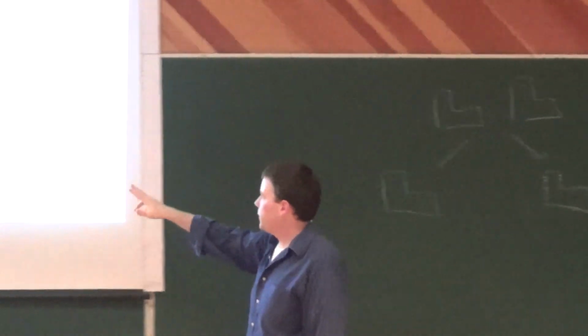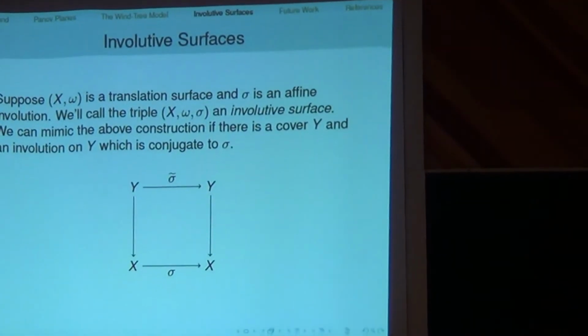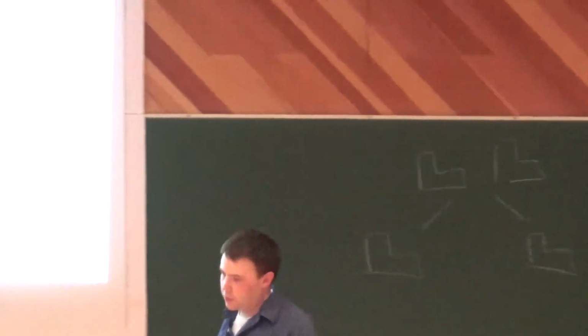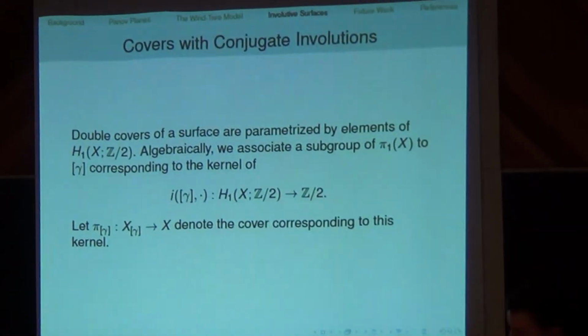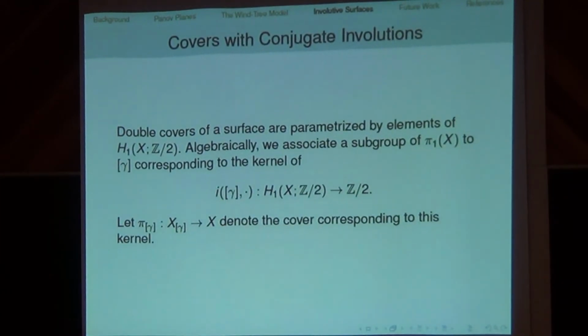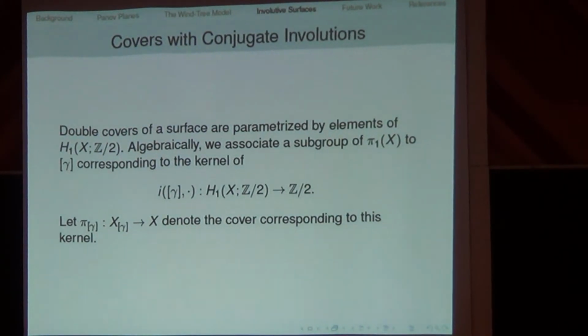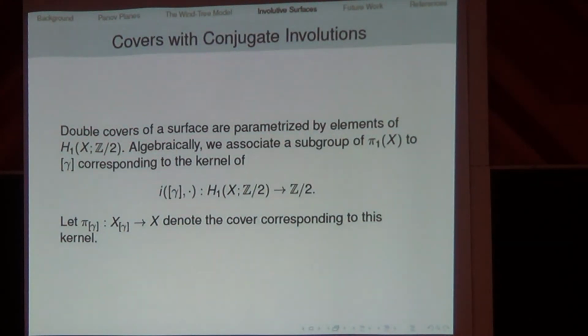So let's say I start off with one of these involutive surfaces. Can I find a cover that admits an involution that I can take the quotient of? So a conjugate involution. I want to find all of the covers that have such a conjugate involution. In order to do that, I need to parameterize all of the double covers of this surface. You can do that by looking at elements of the first homology group with Z2 coefficients. Normally you think about covers as being parameterized by subgroups of the fundamental group. But if you want normal covers, regular covers, then you can get away with just looking at homology.